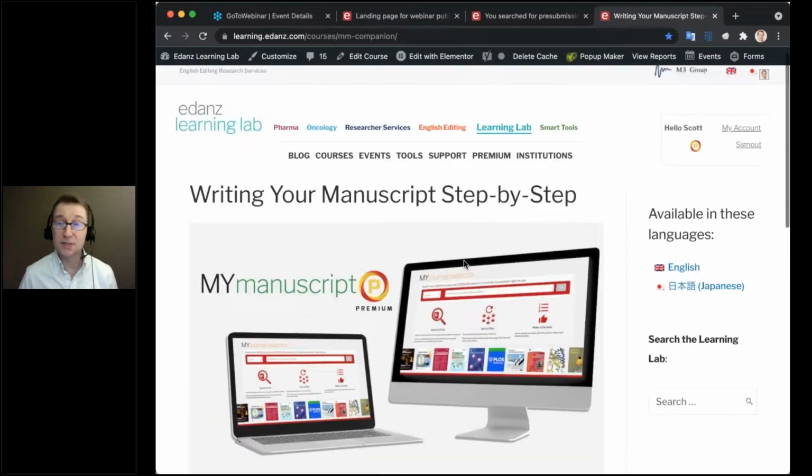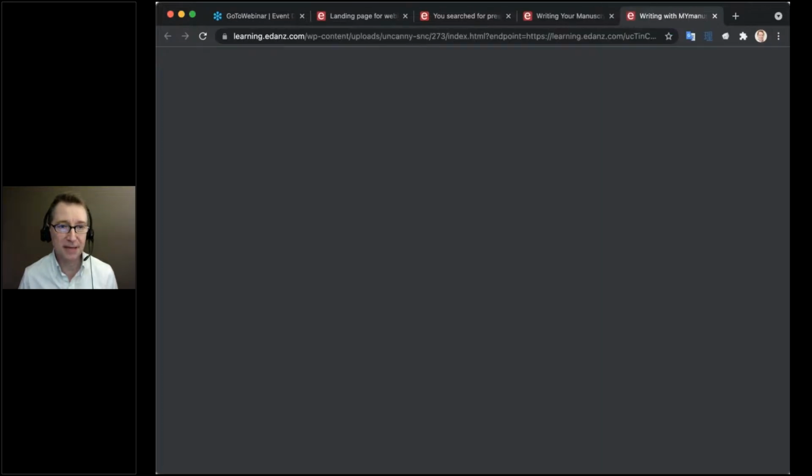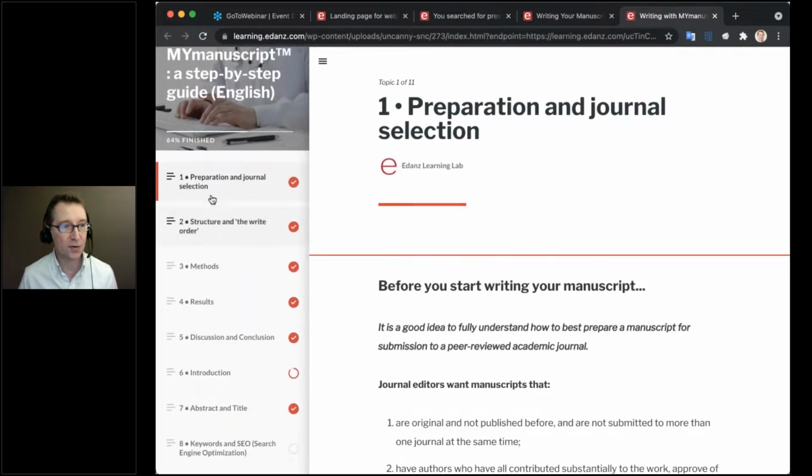Now you can use this with whichever writing tool you like, if you're using Microsoft Word or Google Documents. Of course, we recommend My Manuscript tool because you get even more guidance and more structure for your paper. But whatever you use, this course will give you a step-by-step guide to writing all the parts of your manuscript. And as you can see, it's in the order that we suggested.